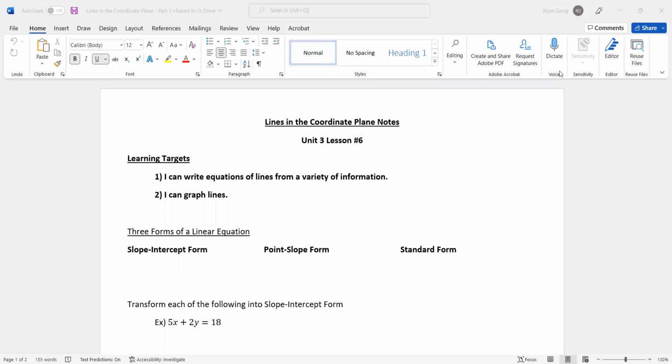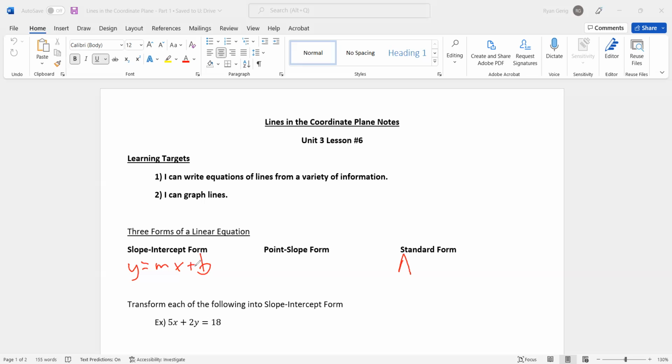So I want you to be able to write equations of lines from a variety of information and be able to graph lines. So linear equations are equations that make a line. There are three forms. Two of them, if you had me in algebra, I teach. One of them I do not. Slope-intercept form is y equals mx plus b. That's the one most people are used to. So m is your slope, b is your y-intercept.